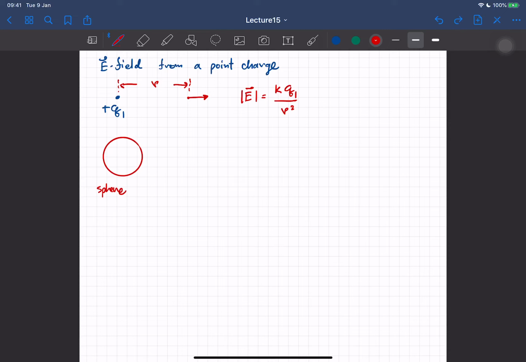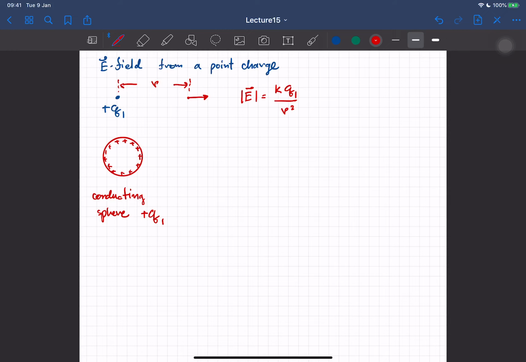Let's just be a little bit more explicit. Let's just say it's a conducting sphere, and the total charge is plus Q1 still. So remember that a conducting sphere will distribute the charge around the surface, right? So now the charge is not a point charge anymore. It's just going to be plus charge evenly distributed on the surface of this sphere.